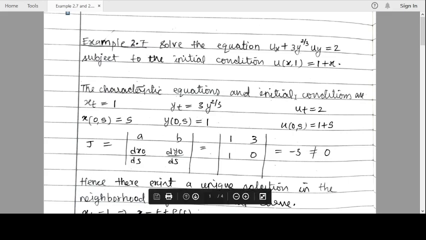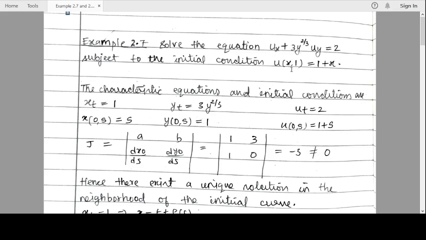Hello dear students. So now we will see example 2.7, which is a problem of method of characteristics. Solve the equation u_x plus 3y to the power 2/3 u_y equal to 2 subject to the initial condition u(x,1) equal to 1 plus x. So here the coefficients are functions of x and y.